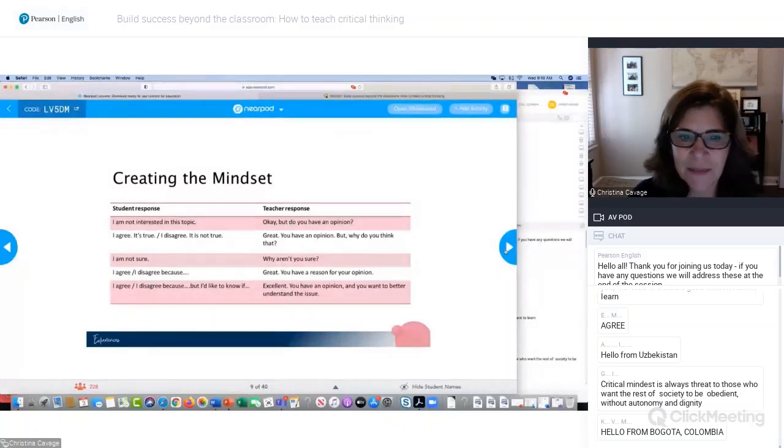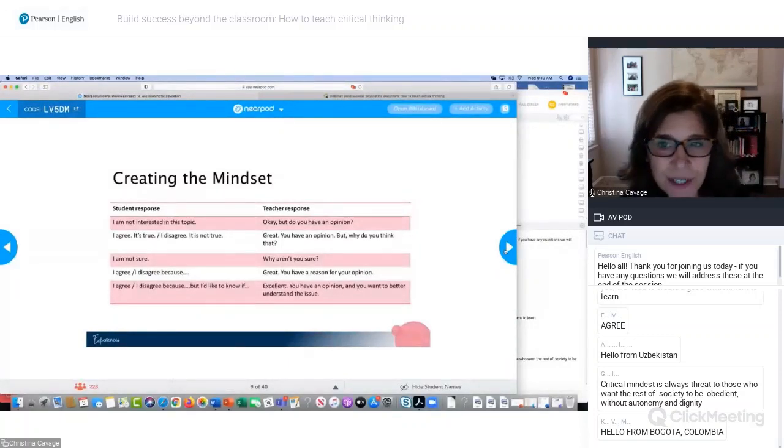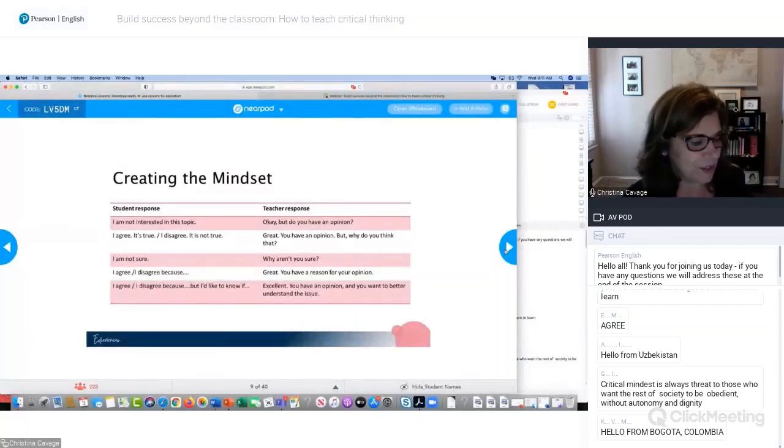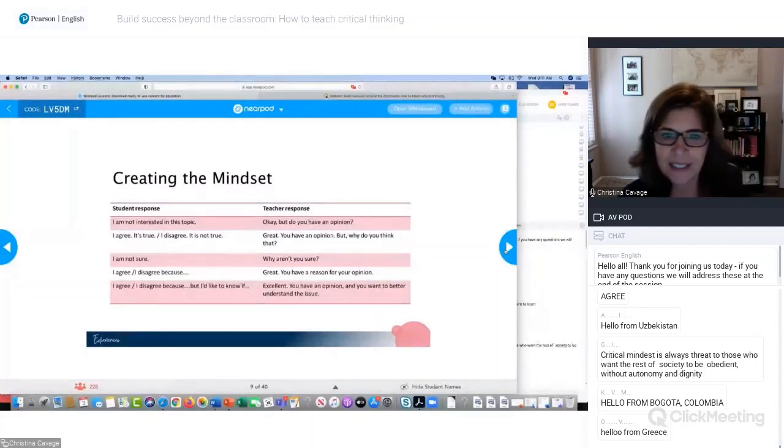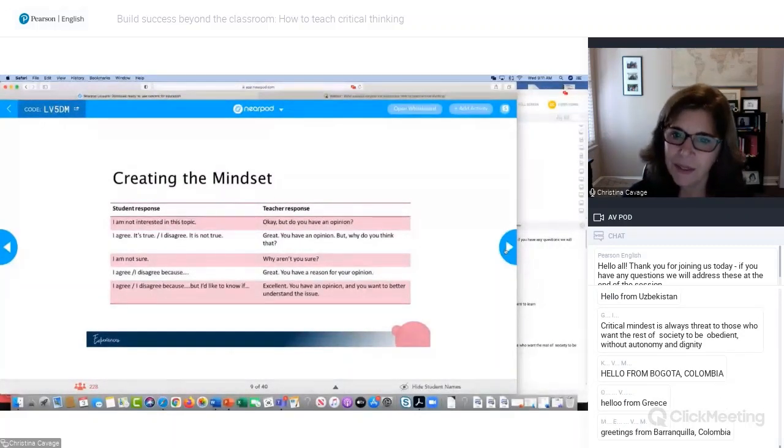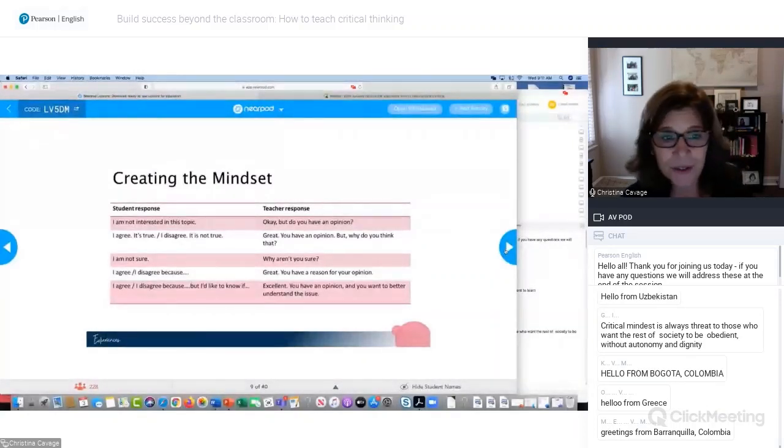Here are just some simple sentence framers that you can provide students and some simple responses that you as the teacher may provide. So if the student said, well, I'm not really interested in recycling. Okay, but do you have an opinion? Or a student may say, I agree or I disagree. Great, you have an opinion, but why do you think that? I'm not sure. Why aren't you sure?